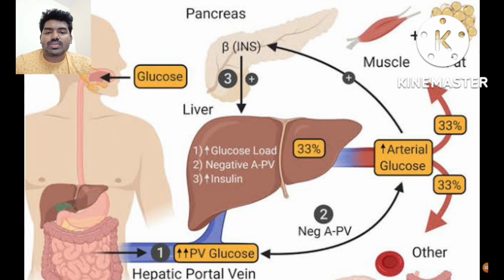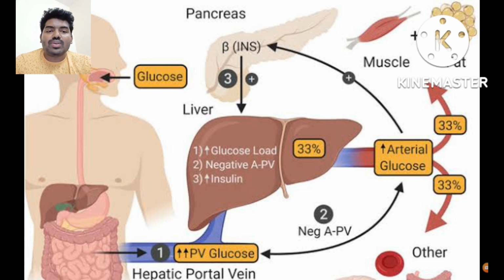Through GLUT2 receptors, it will enter the liver. Some of the glucose will be stored as glycogen in the liver and the rest will be released into the systemic circulation. Once it enters the systemic circulation, it will reach the pancreas. Through GLUT2 receptors, this glucose will enter the pancreas. Our pancreas will test the glucose level in blood and will release insulin according to it.